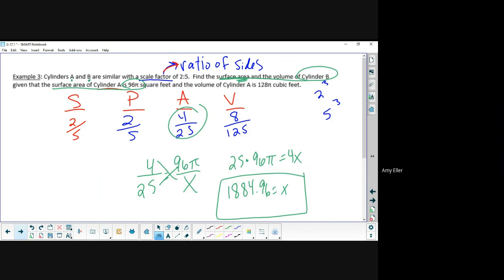I think we should label this surface area, so feet squared. And I'm also going to say SA, surface area of cylinder B. What questions do we have so far?